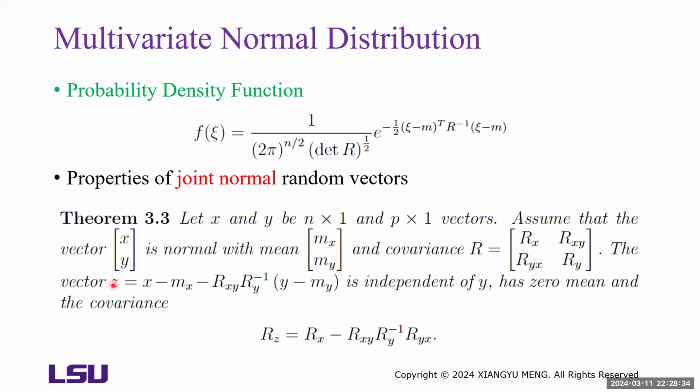Then the vector z equals x minus x mean, minus Rxy Ry inverse times (y minus my), and z is independent of y. This vector z has 0 mean and a covariance matrix Rz equal to Rx minus Rxy Ry inverse times Ryx. The proof of the theorem can be found on page 219 in the textbook.